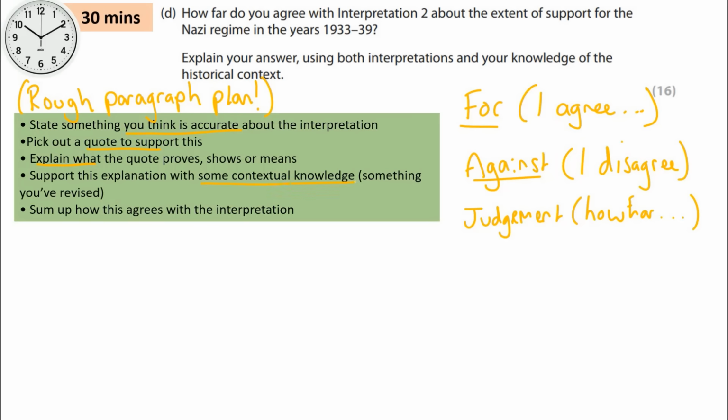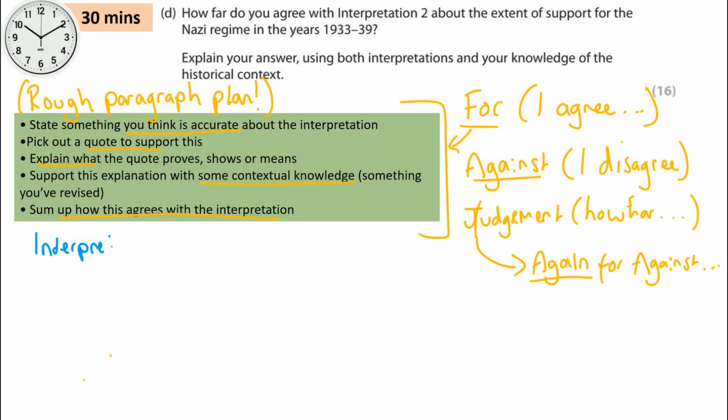So I'm going to start with something that I agree with in the interpretation. I'm going to give a quote to support it. That's the analysis. I'll explain what that means as well. I'm then going to bring in my own contextual knowledge. I'm going to explain why I think that agrees or disagrees with the interpretation. Let's have a little look at what that might look like then.